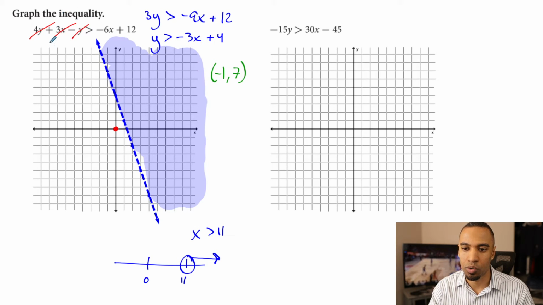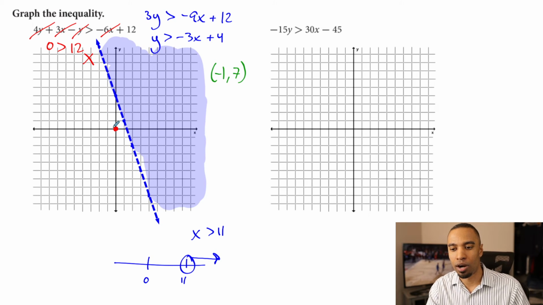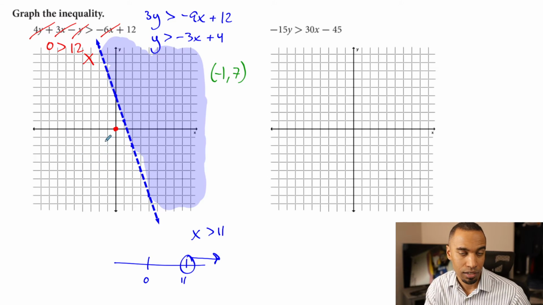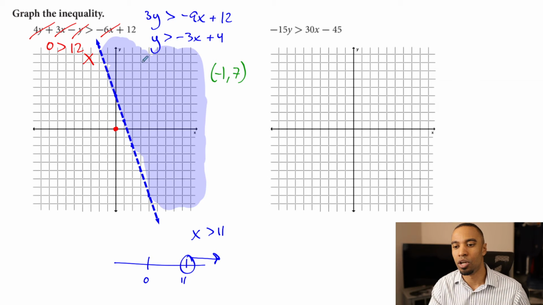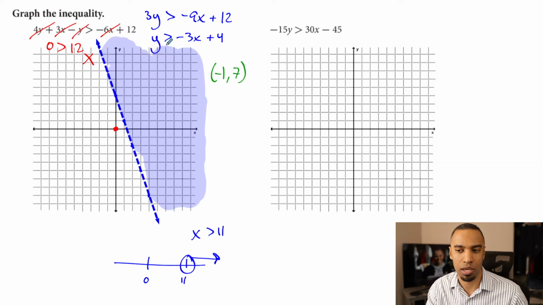0, 0 is greater than 12? Is 0 greater than 12? 0 is not greater than 12. Therefore, this is not a solution. Neither is anything that's on this side of the boundary line right here. Only these things are. So you can still test 0, 0 for things like that, but this is the above-below thing I want to talk about as well.